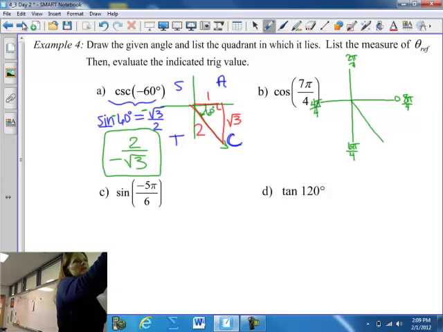This time, what's our reference angle? So here is 7 pi over 4. We go back to the x-axis to make our right triangle. So our reference angle is just 1 more pi over 4.